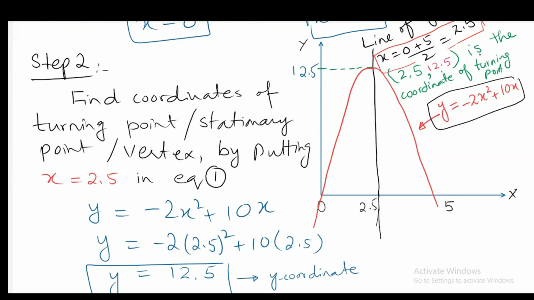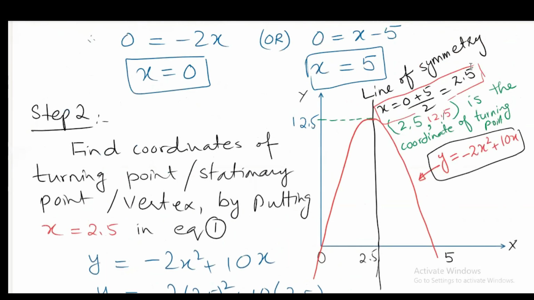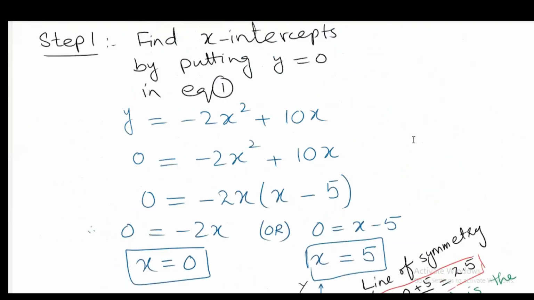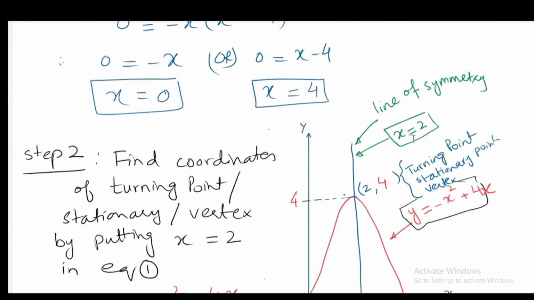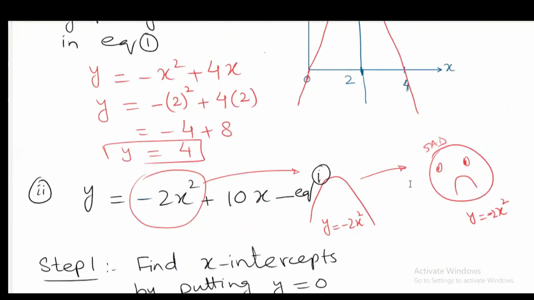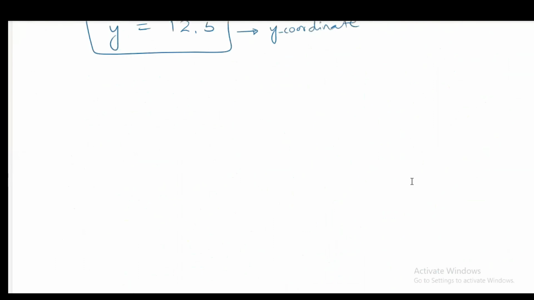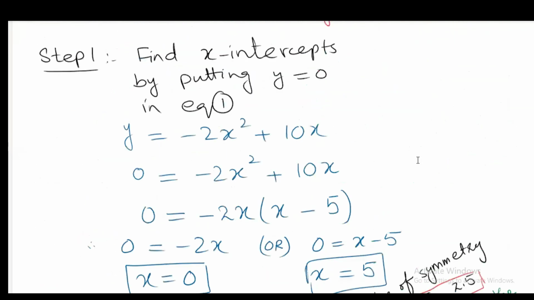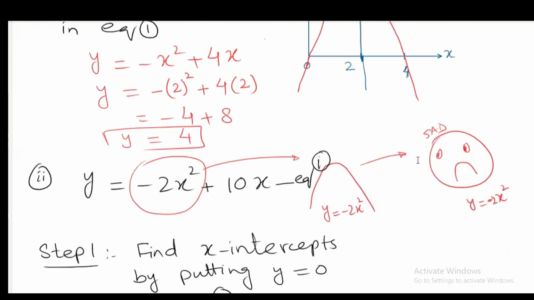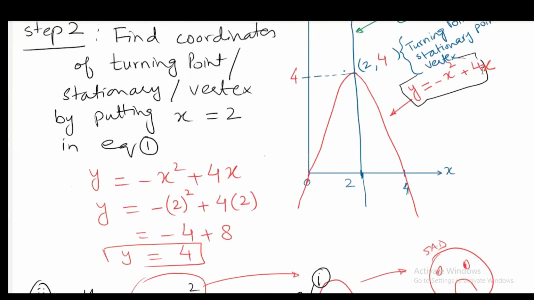So now this is the complete sketch of y equals minus 2x squared plus 10x. I hope you have got the idea of how to sketch these types of curves: y equals minus 2x squared plus 10x, and y equals minus x squared plus 4x.